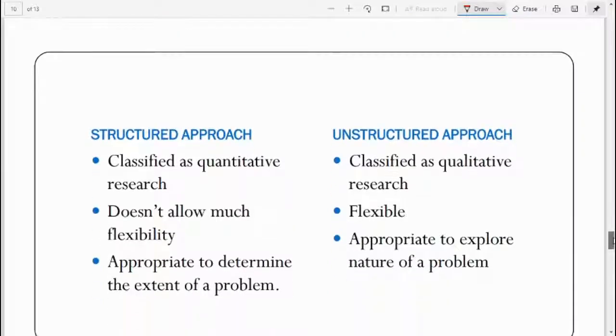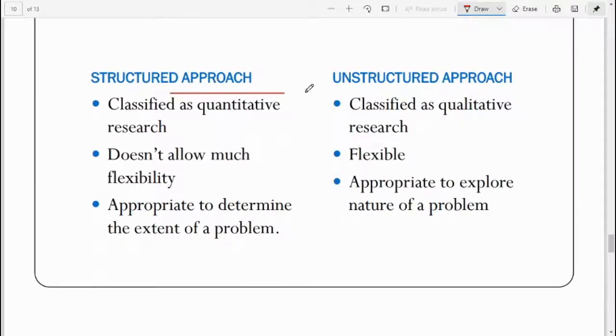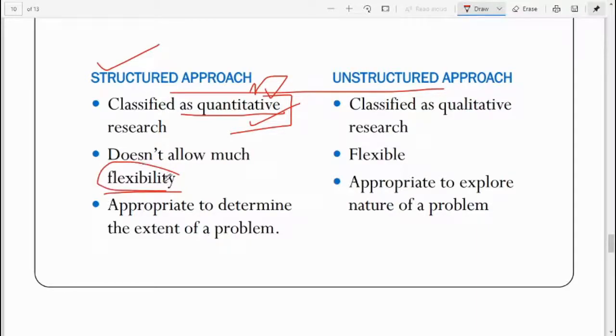Next we have structured approach and unstructured approach. As I have told you, under structured approach we are going to have quantitative research. I have dealt with quantitative research, so please understand that concept very well and you can link it here. Structured approach doesn't allow flexibility. Why doesn't it allow flexibility? Because it is structured, it is fixed, it has to follow a certain format.